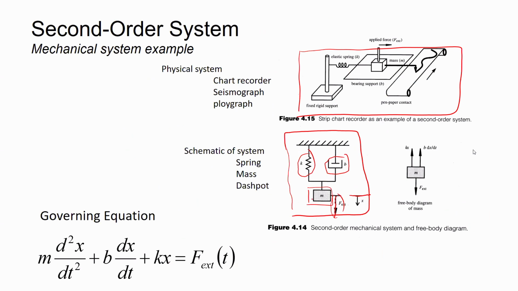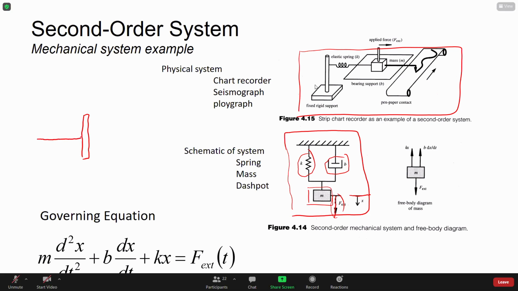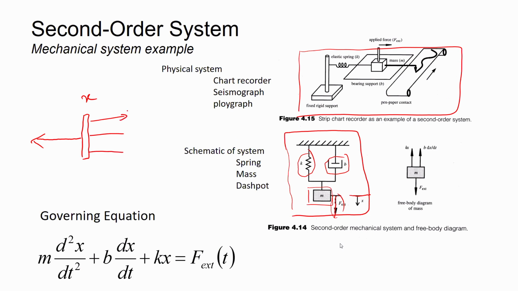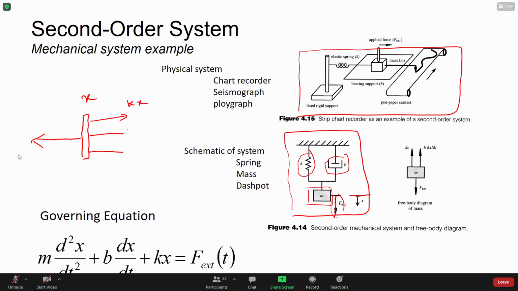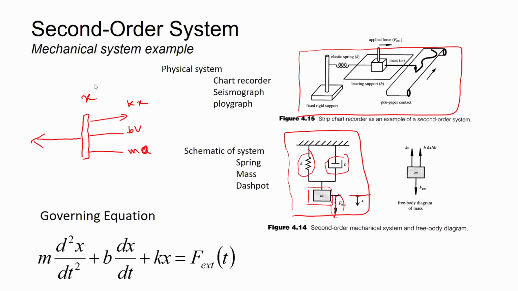So this we call a node, and this is going in this direction. This node is represented by X. Now, under the equilibrium position, there are three forces which are keeping it balanced on the other side. Number one, Kx, Bv, Ma. So these are the three forces.